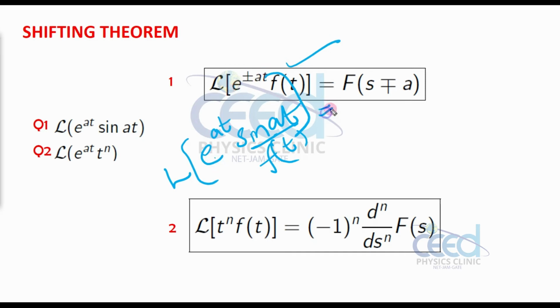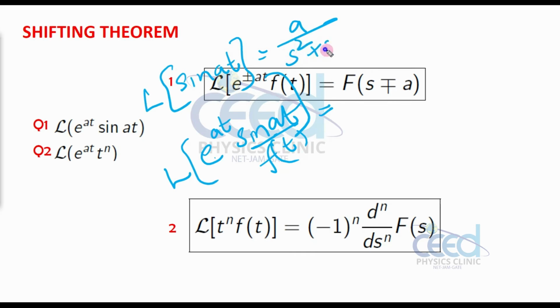So if Laplace of f of t is, what is f of t? Laplace of f of t, that is sin at. Laplace of sin at is equal to a by s square plus a square. This is a standard result that we have studied.